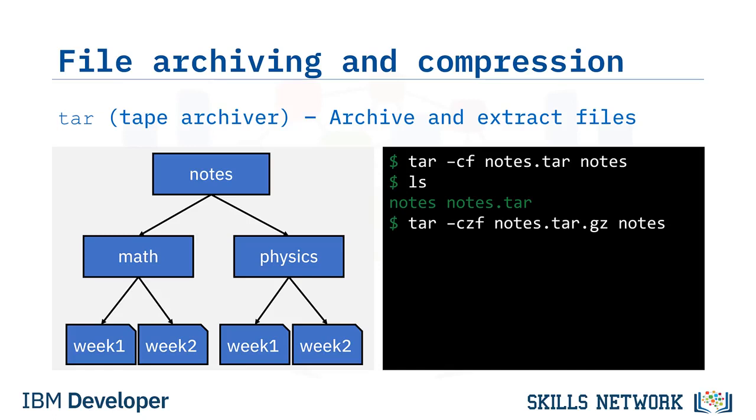If you would also like your archive to be compressed, you can enter the same command, except now you include the -z option, which filters the archive through a GNU compression program called gzip. Adding the suffix .gz to the output name ensures that Windows-based programs, for example, will correctly recognize the file type. Entering ls now shows the compressed notes.tar.gz file that you created.